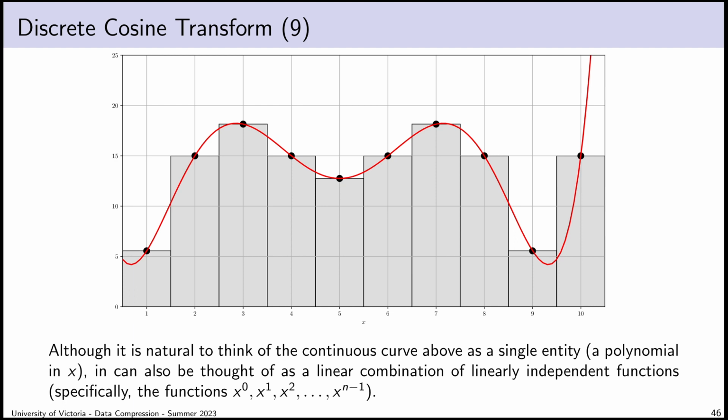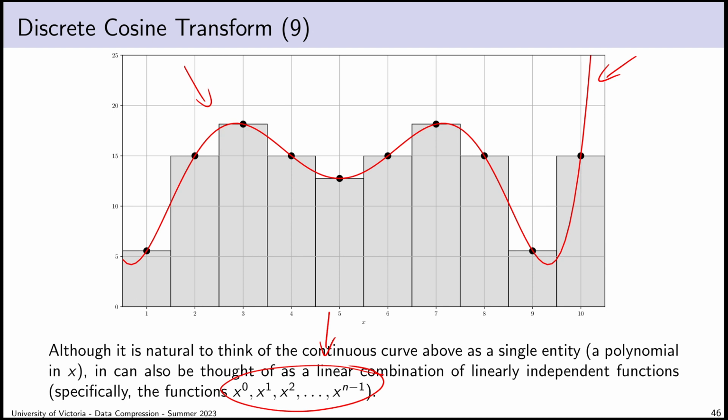So it's obviously natural to think about this polynomial I've come up with as one entity, one curve. But actually, really, it's a linear combination of a bunch of functions. It's a linear combination, in this case, of these polynomials. So the basic polynomials x to the 0, x to the 1, up to x to the n minus 1. It turns out, though, if you want to interpolate a function, if you want to derive a continuous function that matches up with a discrete one at a finite number of points, you are allowed to use as your basis, as the things you are combining, any collection of linearly independent functions.